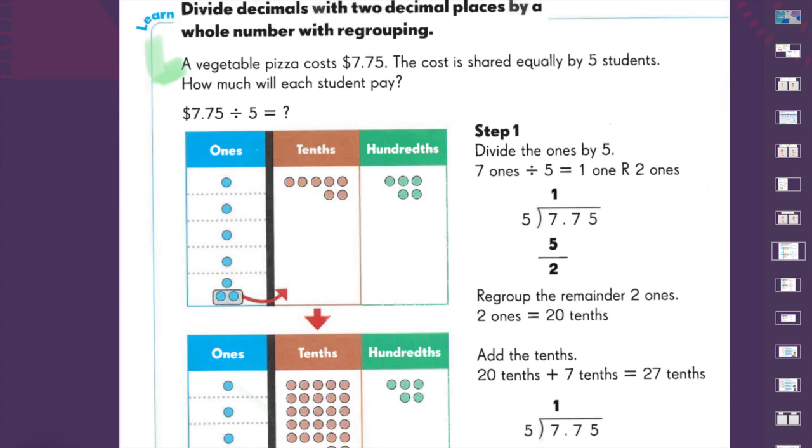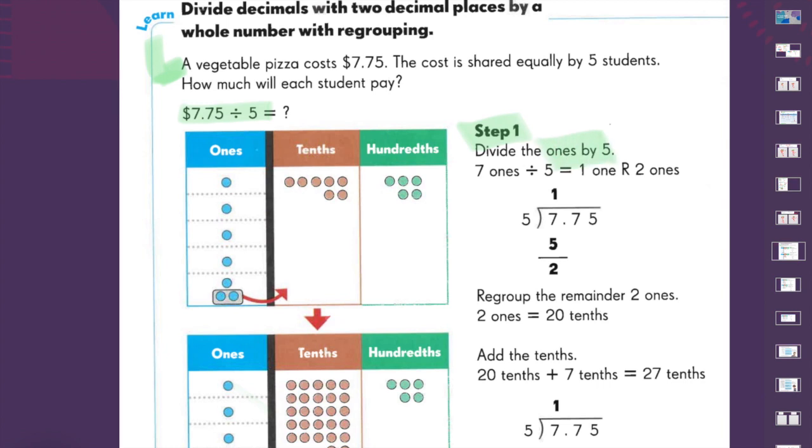A vegetable pizza costs $7.75. The cost is shared equally by 5 students. How much will each student pay? Okay, so we have $7.75 divided by 5. There's our number sentence to match the problem. And so we're going to start, step 1, we're going to divide the ones by 5.